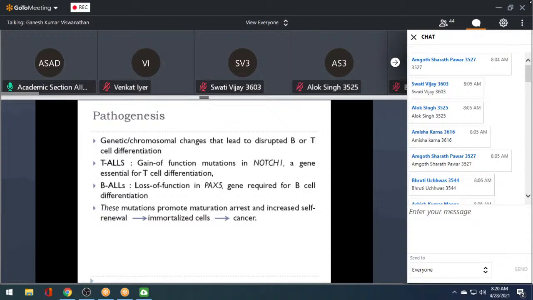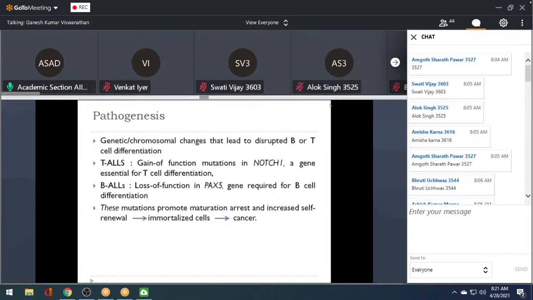So when there is a gain of function mutation in this Notch1, so again you would have learned in the basic pathology class about what is gain of function change and the loss of function change. So when a gain of function change occurs in a Notch1 gene because of a mutation, this leads to cancers of that particular lineage.